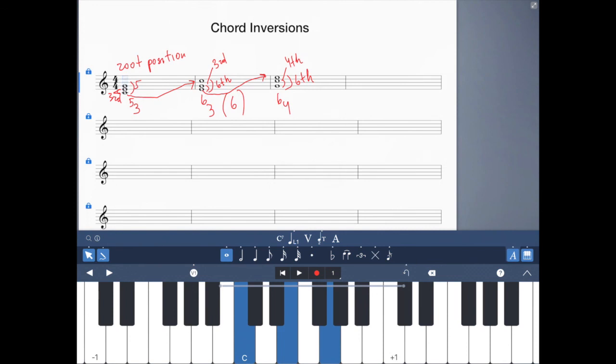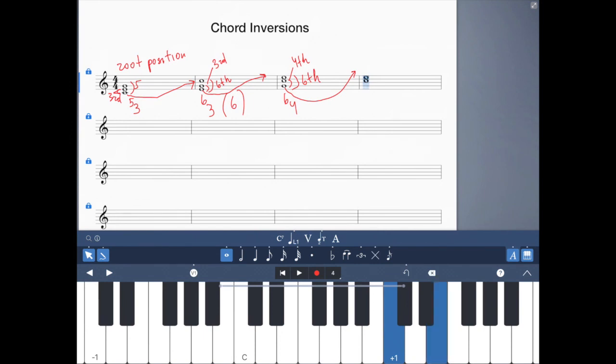What happens if I move the bottom note once again up an octave? Let's see. Here's my C, E, and then my G is up here. I'm getting a root position again. Since there are only 3 notes in a triad, we only get 2 inversions, and the third time we shift the notes around, we're getting the same root position, just 1 octave higher. I hope this helps. Good luck.